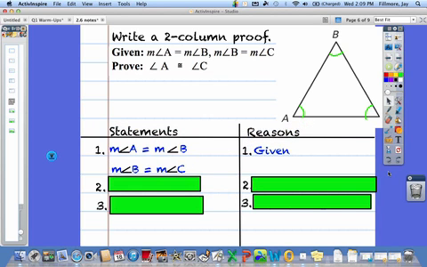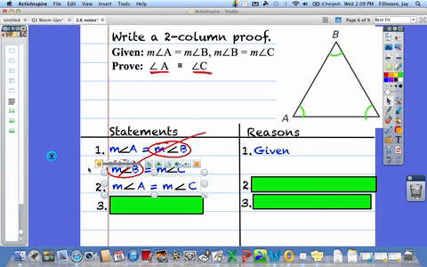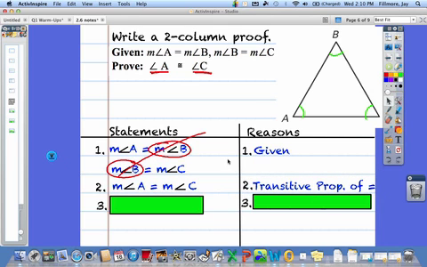Now, looking at the picture, you can probably already see that all three angles are congruent. Now, looking at my two statements, I want to eventually show that angle A is congruent to angle C. So to get to that point, I can cut out angle B here using my transitive property. So I just have that the measure of angle A equals the measure of angle C. And that was the transitive property of equality, I should say.